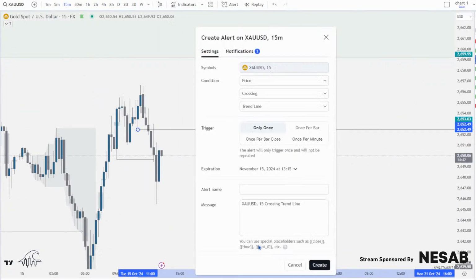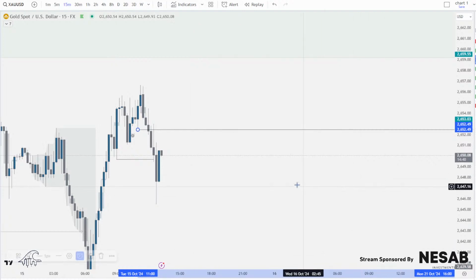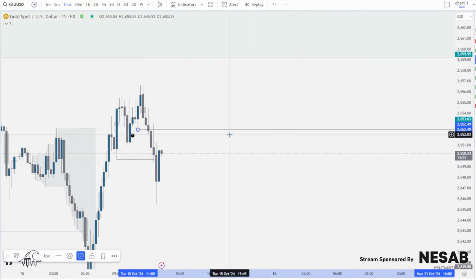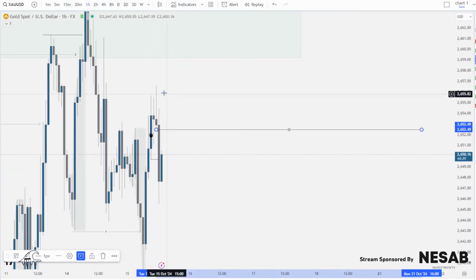I'm gonna put an alert on this. See if we can get price action to tap into that. If we tap onto that, then we know that we've closed that gap. If we don't, so be it. We still have, I believe, like 45 minutes, so there's plenty of time for that gap to close.